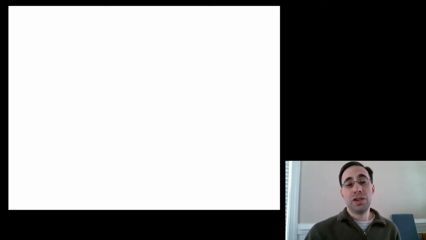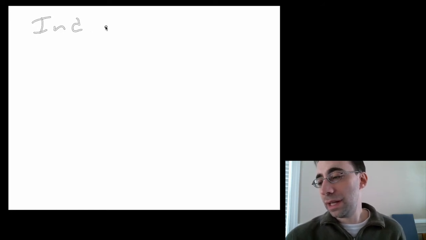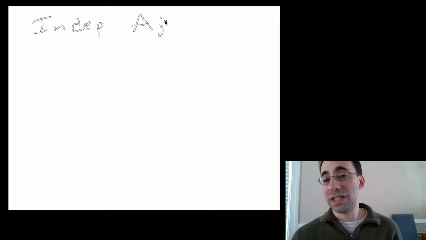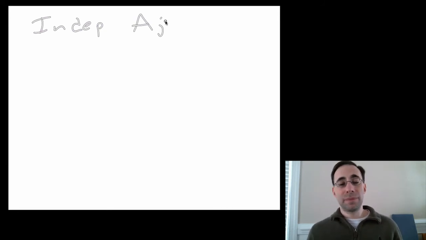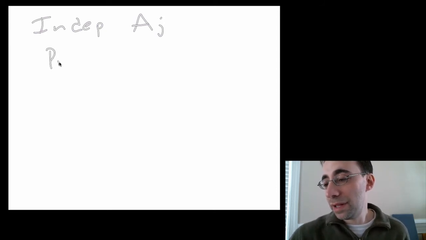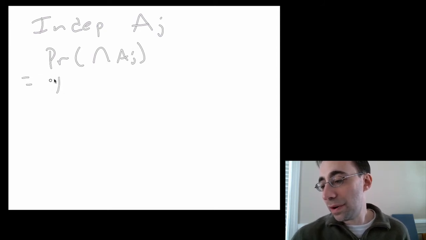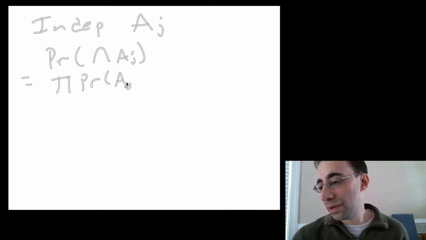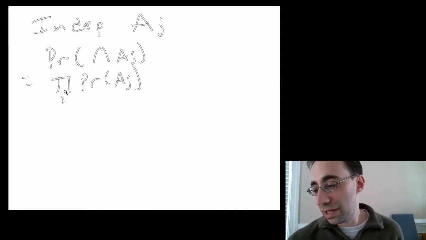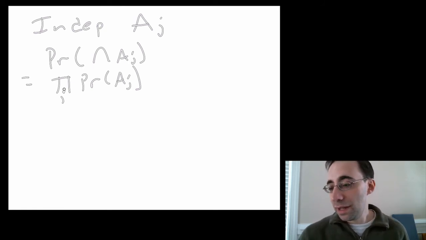This was all done for 2 things, but all this works just fine for more than 2. Let's start with independent events. If you have independent events, say indexed by j, so you have a set of A sub j, each event of which is independent of all the other ones, then the probability that they all simultaneously happen is going to be equal to the product over j of the probabilities that each individual one happens. So there's an exact analogy between independence for 2 things and independence for as many things as you want.